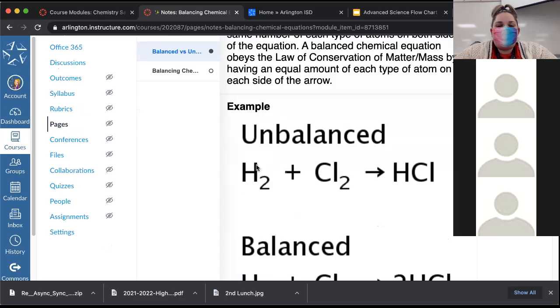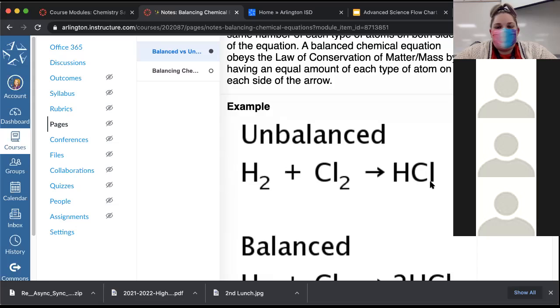So on this one, I have 2 hydrogens here, 2 chlorines here. And then this side, I have 1 hydrogen and 1 chlorine. So what's going to happen is the product side where this HCl is, both of them need to be doubled. We need to multiply the hydrogen by 2 and the chlorine by 2. But I can't add any subscripts in. I can only add coefficients.